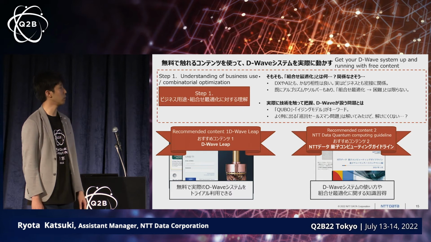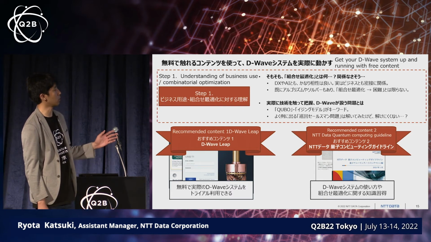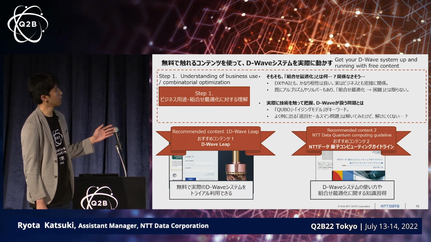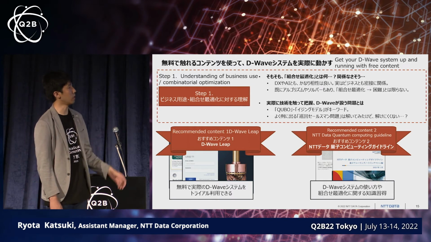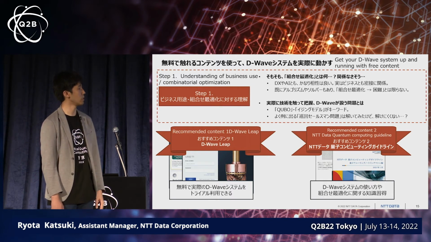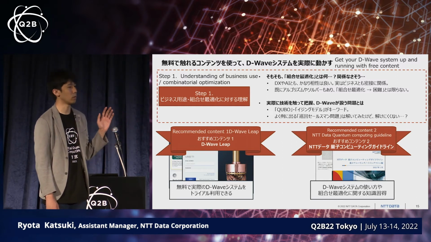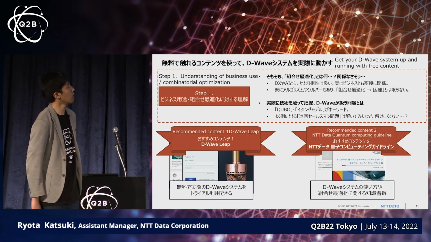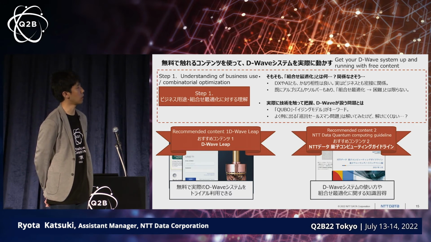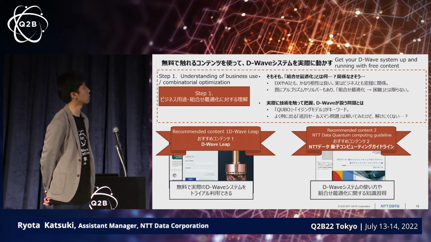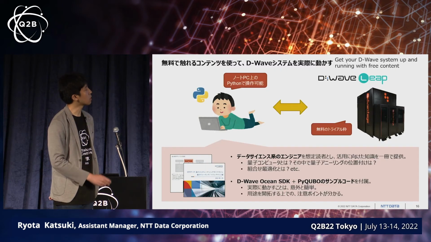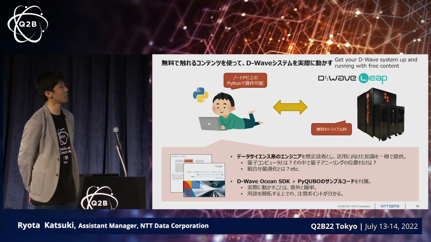Now, from the cloud, they can offer some free trials. So it's very recommendable that you try that out. And also, we have the quantum computing guideline at NTT Data. If you don't know combinatorial optimization, you may find it difficult to find how to use it. But then we have the PDF documents which can let you learn that basic part of it.